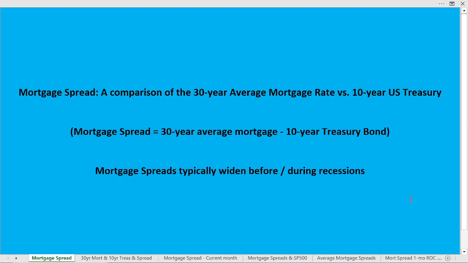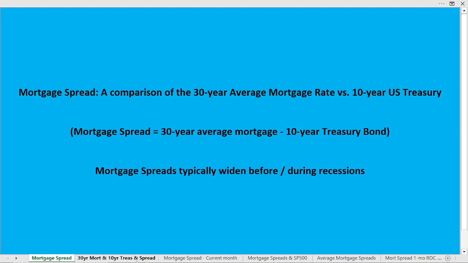Welcome back. I want to talk a little bit today about the mortgage spreads. Mortgage spread is a comparison between the 30-year average mortgage rate and the 10-year U.S. Treasury. Typically, mortgage spreads widen before or during recessions.